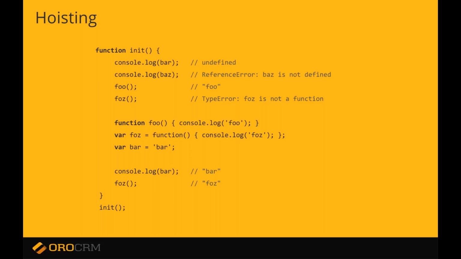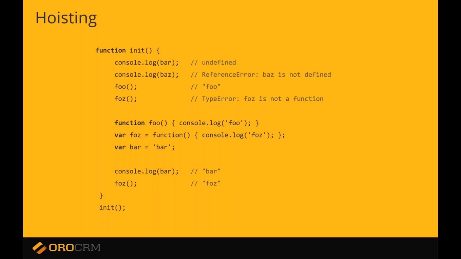As an example, you see that we can try to get access to variable bar, and we will get undefined because the variable exists, but it does not have a value yet. But once we try to reach the variable bus that is not defined, we will get a reference error that bus is not defined.